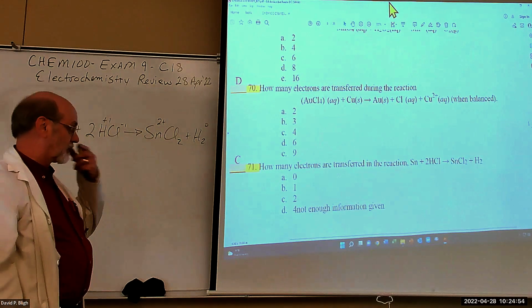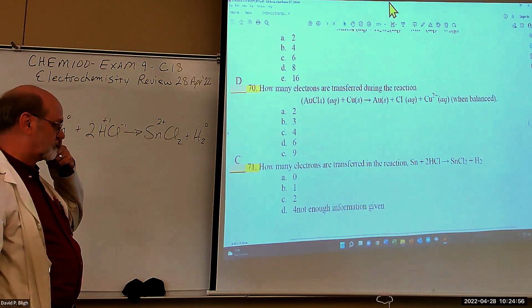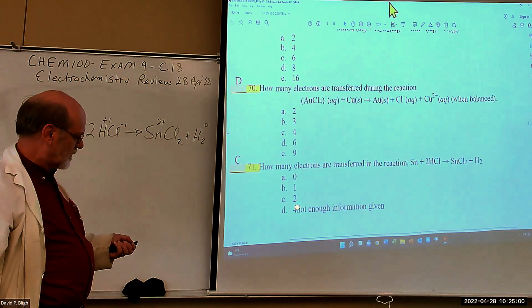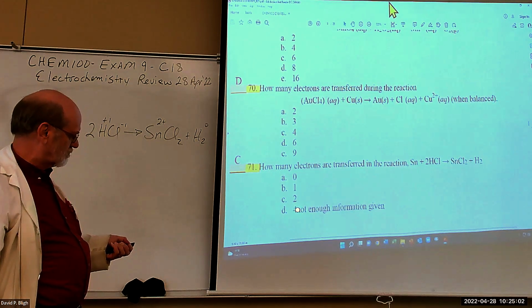Okay, how many electrons are transferred? Oh, that's why this one doesn't have an E. Somehow this one got, there should be an E down here with this answer.